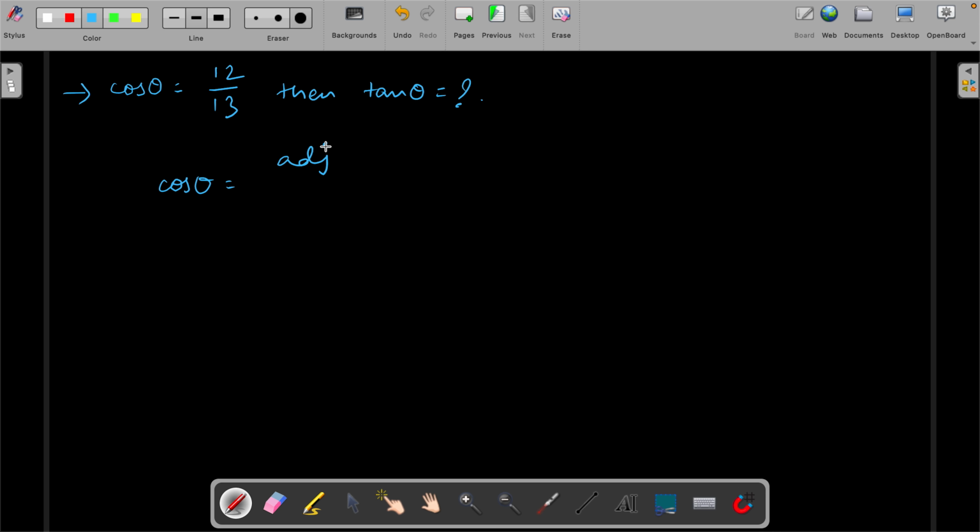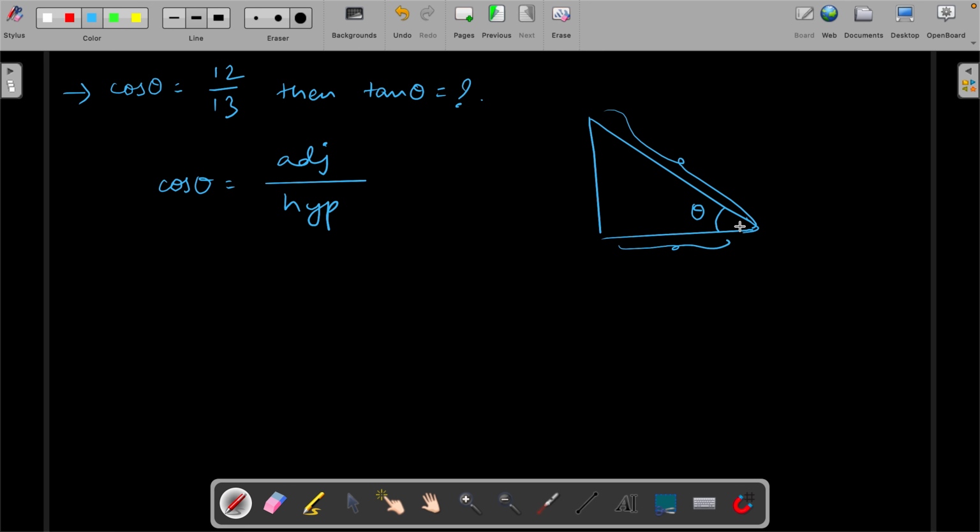Adjacent side by hypotenuse. If you draw a right angle triangle and if you consider this as theta, what is the adjacent side? This one. And what is the hypotenuse? This one. So they gave this as 13 and this as 12.